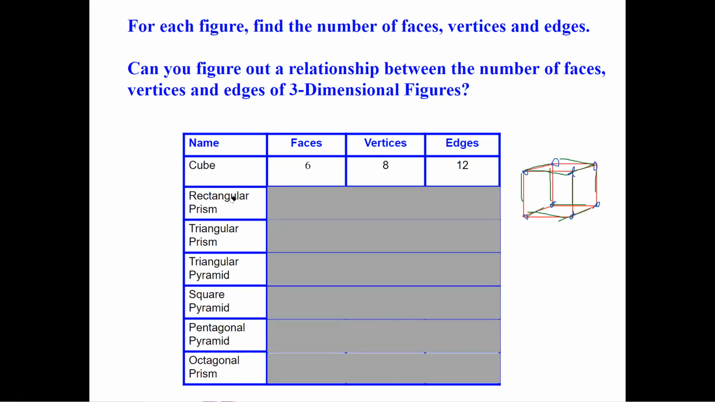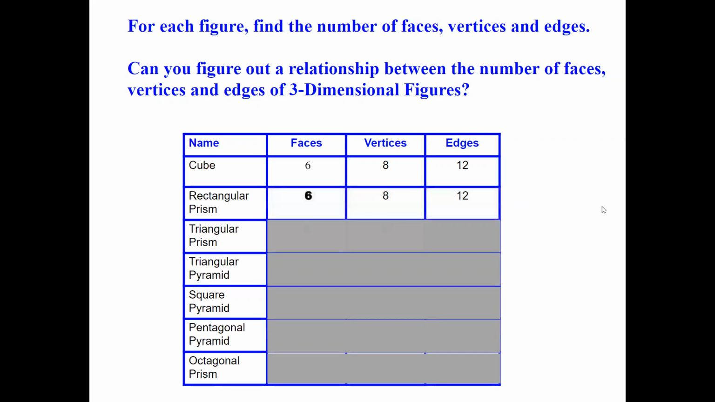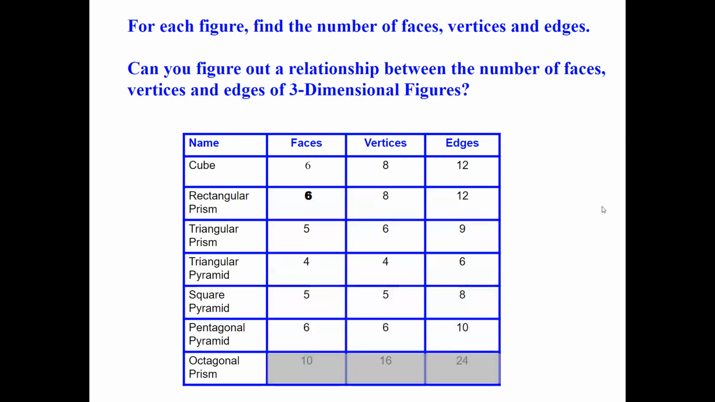So go ahead, think of a rectangular prism, a triangular prism, a triangular pyramid, square pyramid, pentagonal pyramid, and octagonal pyramid. Again, you can Google pictures of them if that's going to make your life easier. So go ahead, pause the video, and try that out. Hopefully you have this completed, so I'm going to reveal the answers. So double check to make sure that your chart matches my chart.